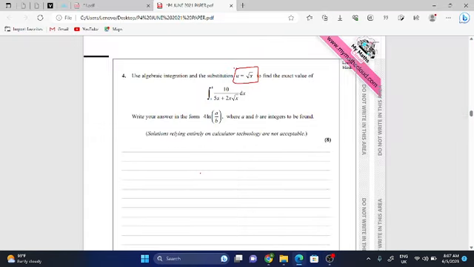Next question is very interesting. It suggests that you have to use the algebraic integration and substitution, that is u is equals to square root of x, to find the exact value of the integration that involves all the functions as x.